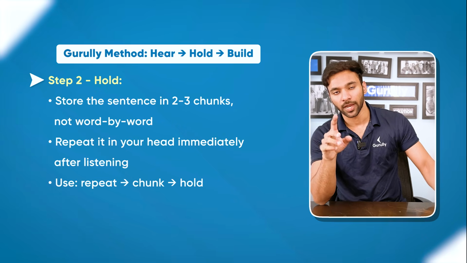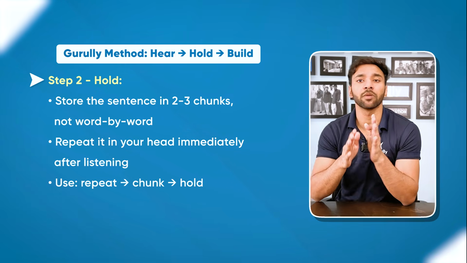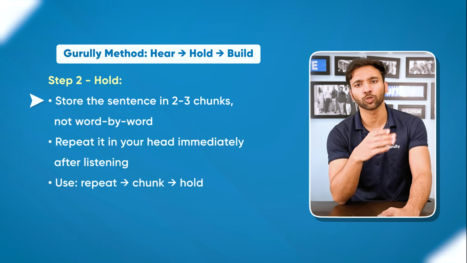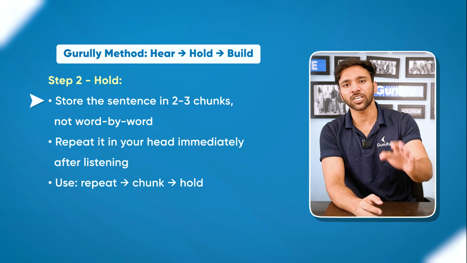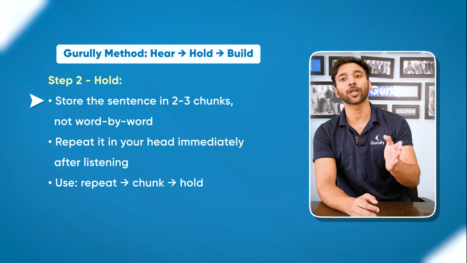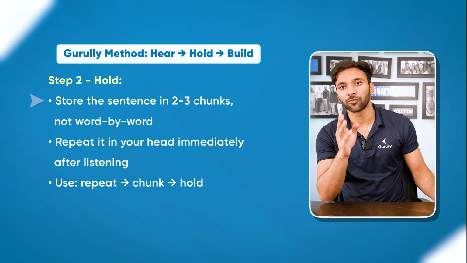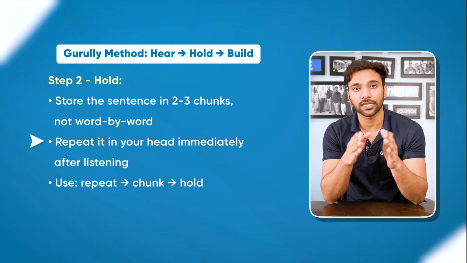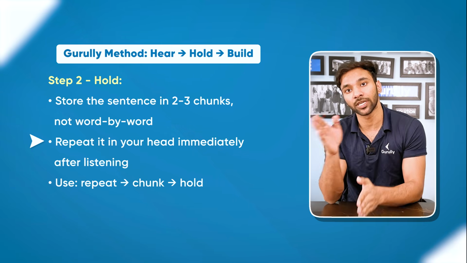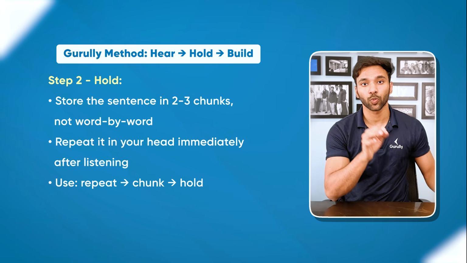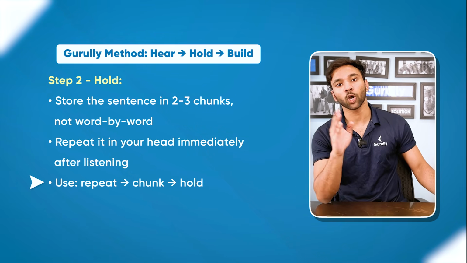Step 2. Hold. Now the most important shift. Remember chunks, not single words. Chunking means breaking the sentence into 2 or 3 natural parts, which is much easier to hold than trying to store every word separately. And a practical trick that works with chunking: repeat the sentence in your head immediately after you hear it. It keeps the sentence alive while you start typing. So your brain is doing repeat, chunk, hold.